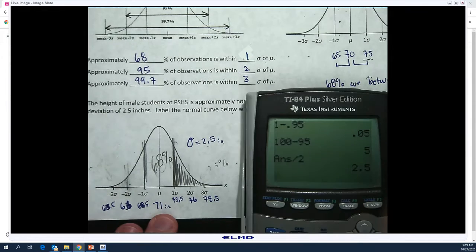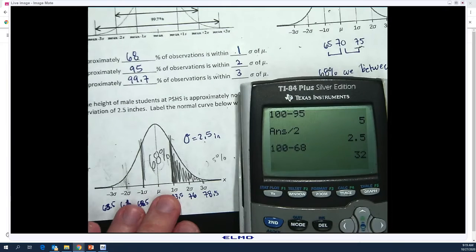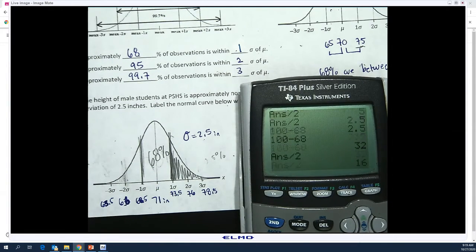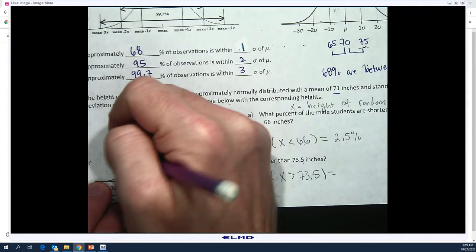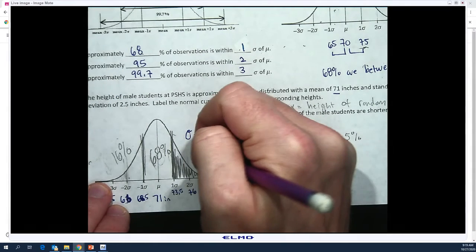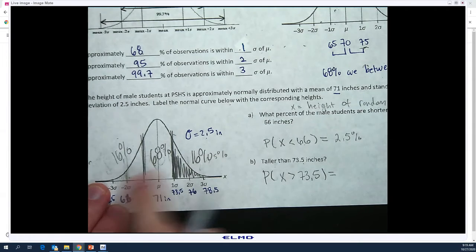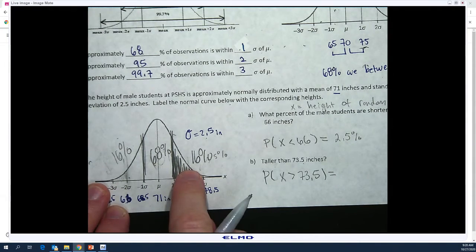So hopefully what you're doing is 100% minus 68%, which is 32%. You then got 16% for each of the tails. So this is 16 over here. This is 16 over here. And that makes sense because these all add up to be 100%. So 16% in this little tail, 68 in the middle, and 16 more.